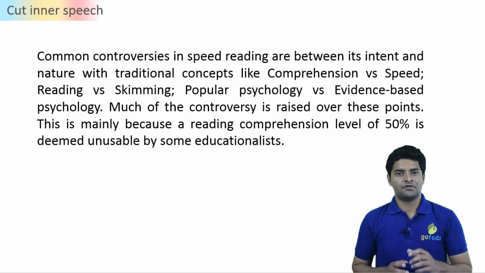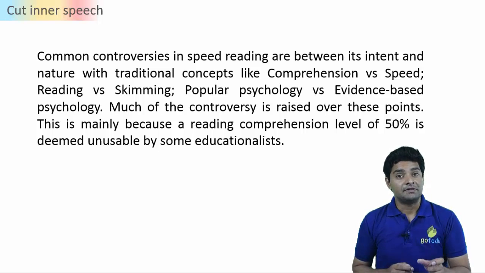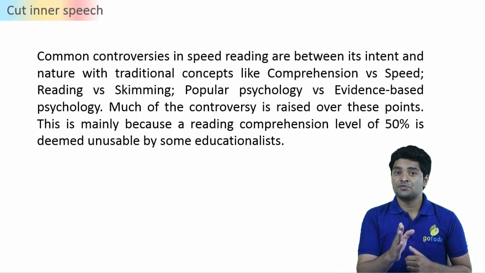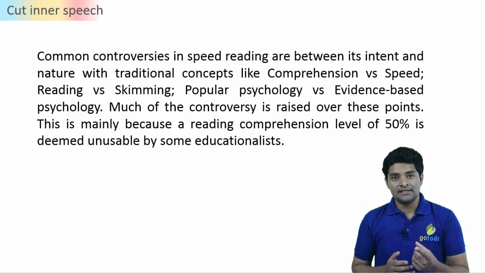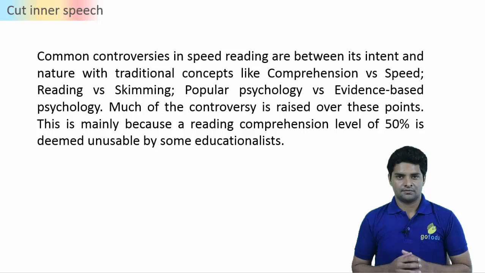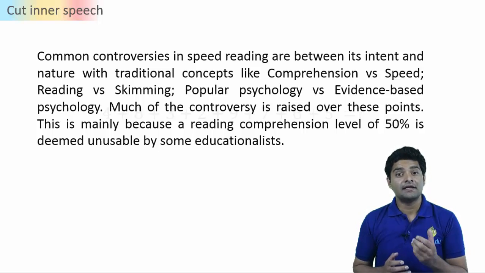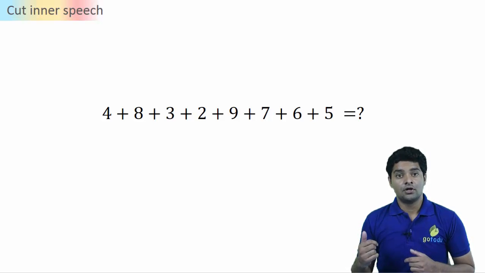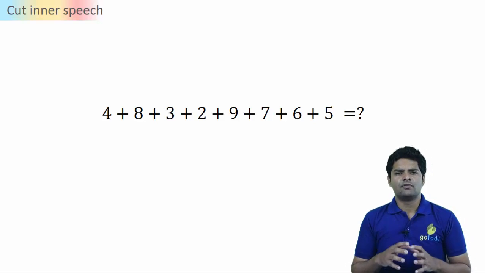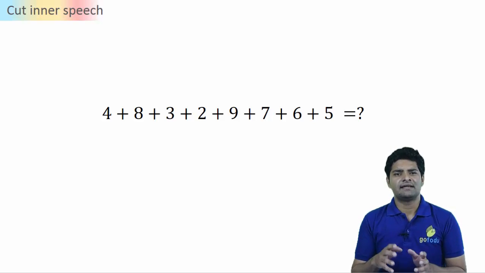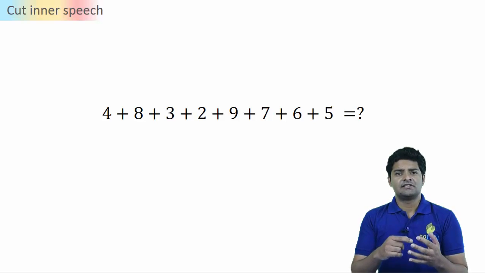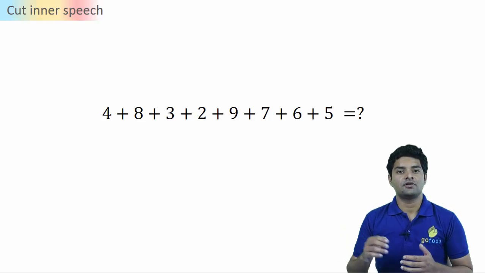It is simple. If you are pronouncing words in your mind, that means you have that inner speech we are talking about. And you must be having eye fixation on each and every word. You are advised to neglect this inner speech. We totally do that in mathematical calculations. When you will solve this addition, your inner speech will not say 4 plus 8 is equal to 12, then add 3 and so on. It will sound like this: 12, 15, 17, 26, 33 and so on.